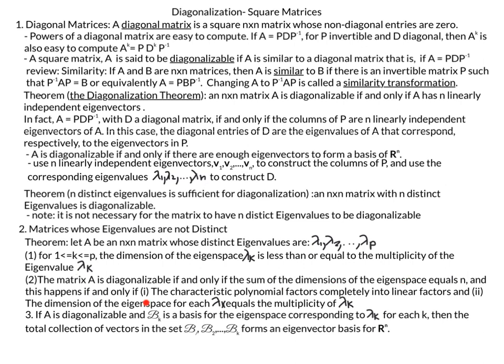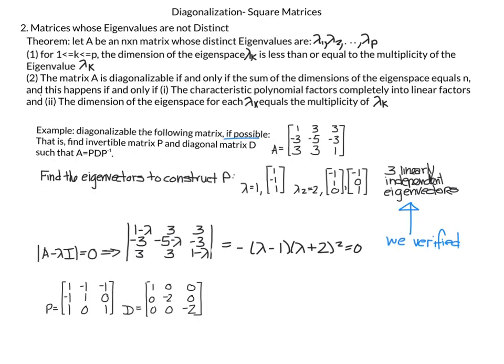So let's move this up, give us some space, and look at an example. So here's our theorem. A is an n by n matrix with distinct eigenvalues lambda 1, lambda 2, up to lambda p. p might be less than n. Let's look at this first statement. For k greater than or equal to 1 and less than or equal to p, the dimension of the eigenspace lambda k is less than or equal to the multiplicity of the eigenvalue lambda k.